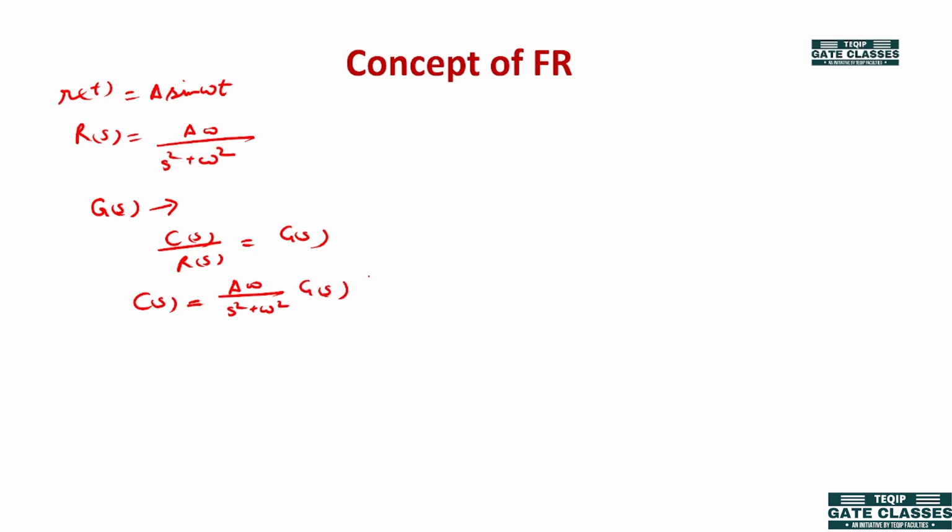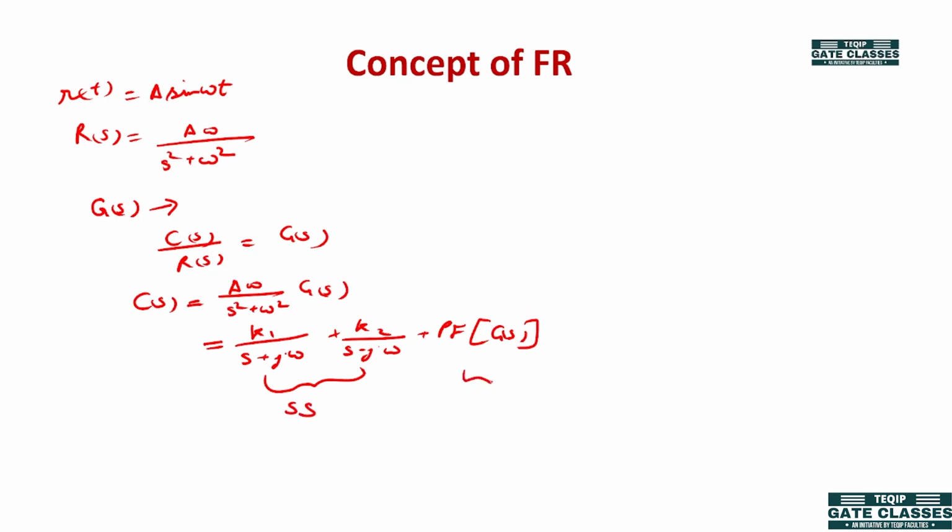As we have considered, you can write this equation in partial fraction form, that is k1 upon s plus j omega plus k2 upon s minus j omega plus the partial fraction of G(s). Now these two terms give the steady state response of the system, and this term will give the transient response of the system.